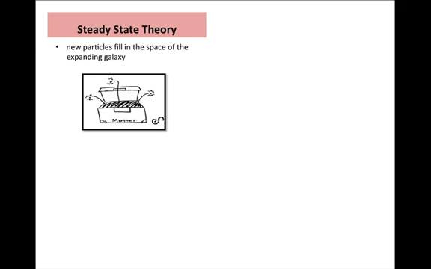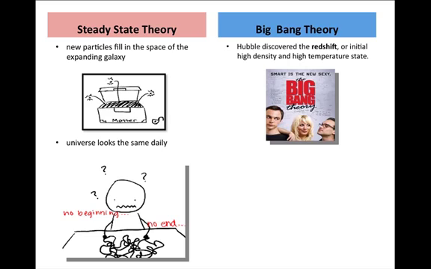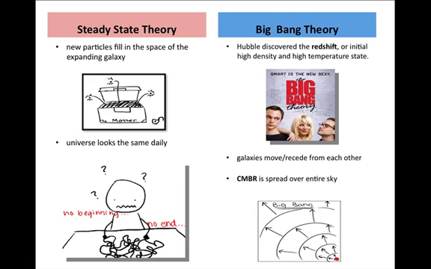Steady state theory. In the steady state theory, new particles are formed to fill in the space of the expanding galaxy, and the universe looks the same daily. In the Big Bang theory, Hubble discovered the redshift is proportional to its distance. This means there was an initial high density and high temperature state. Galaxies move and recede from each other since they have no center. CMBR is spread over the entire sky, and that is the evidence for this theory.